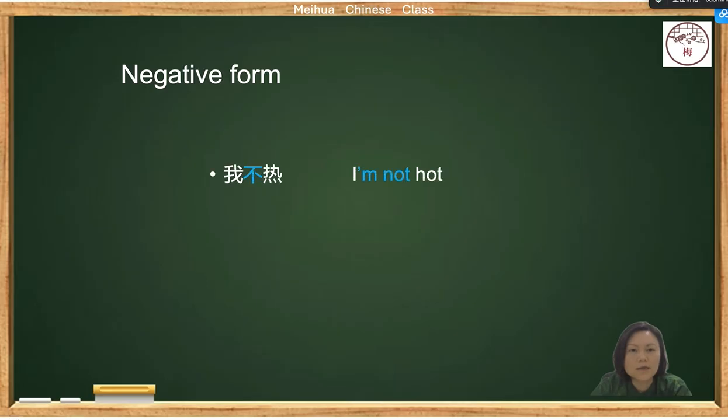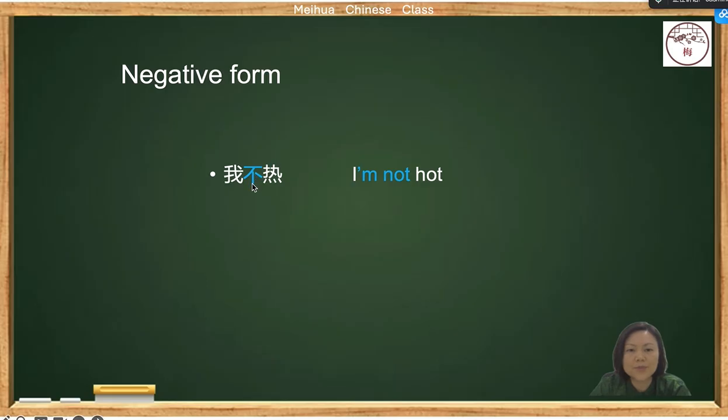Let's look at some examples here. 我不热. 我 means I, 不 means not, 热 means hot. Here, hot is an adjective, right? See, we don't have any verb in between the subject and the predicate.